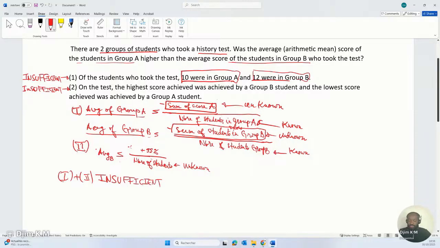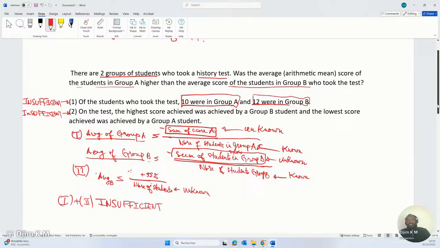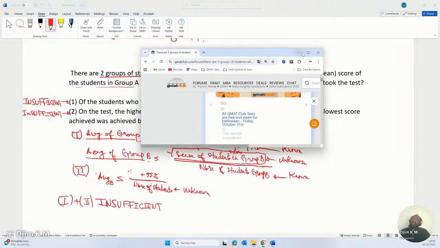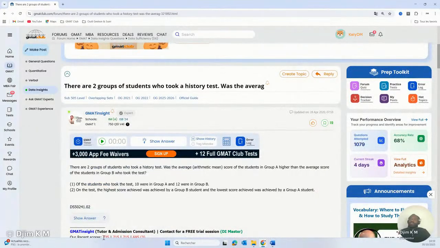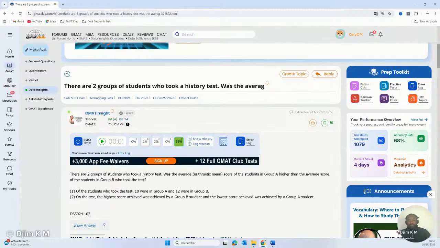So the answer is E. None of the conditions gives us enough information to determine whether the average score of the students in Group A is higher than the average score of the students in Group B. So answer E. Let's move on to the next question.